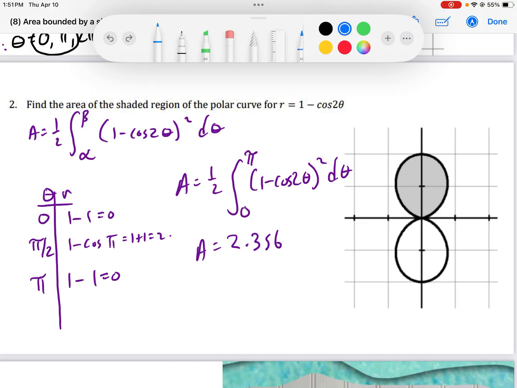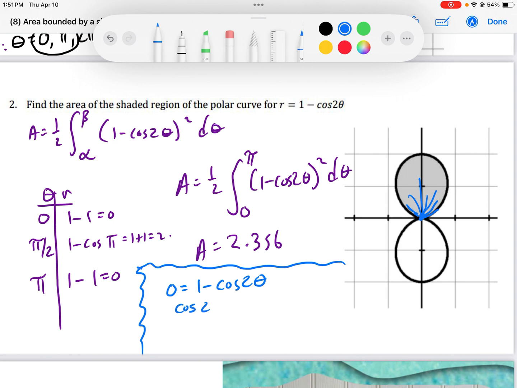Okay. Other way to do it is I'm going to find out when r is 0, because it looks like right here it's 0. It starts at 0, then it gets bigger, and then it comes back to 0. So I'm going to say 0 is equal to 1 minus cosine of 2 theta. Solving this, I would get cosine of 2 theta is equal to 1. Where is cosine equal to 1? I'll take care of that 2 in a second.